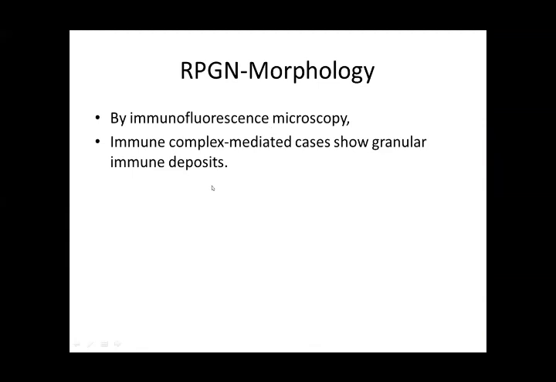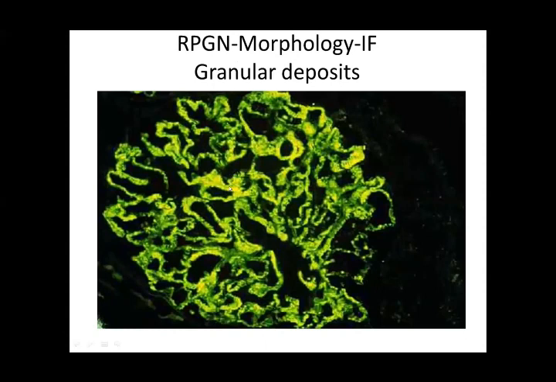Immunofluorescence in immune complex mediated cases shows granular immune deposits. Which disease is this? The one you have studied, post-streptococcal glomerulonephritis. The rest of them are also granular, like lupus nephritis and IgA nephropathy. IgA nephropathy has something very specific in its features, so we will study that in a while, in the next few lectures.